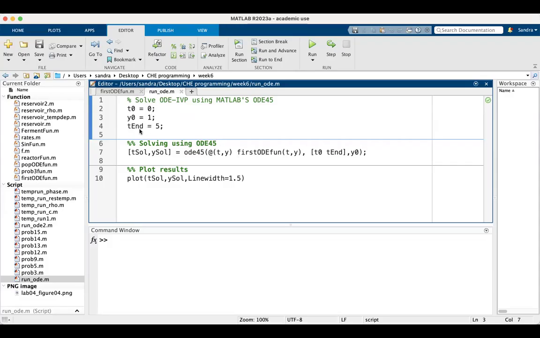And I want to integrate it till what time? I want tn to be equal to 5. You can make it 10 or 15 or whatever you want, but right now I only want it till 5. Now, this is the ODE syntax that we have. That is ode45. You write the function.